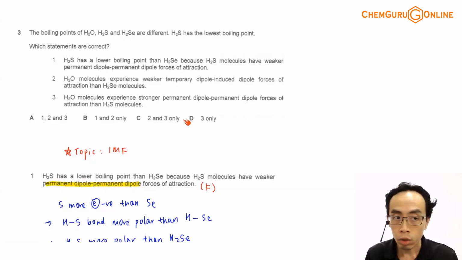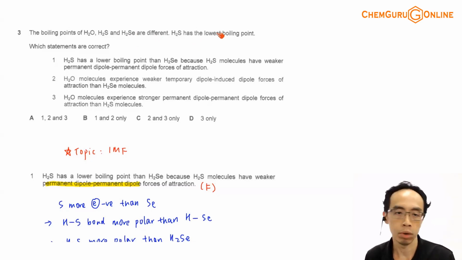All right, next, let's take a look at question 3. Number 3, the boiling points of H2O, H2S, and H2Se are different. H2S has the lowest boiling point, so this is given. So which statements are correct?